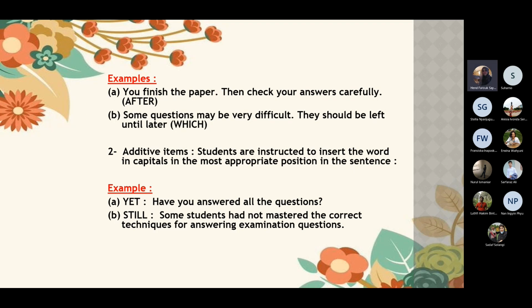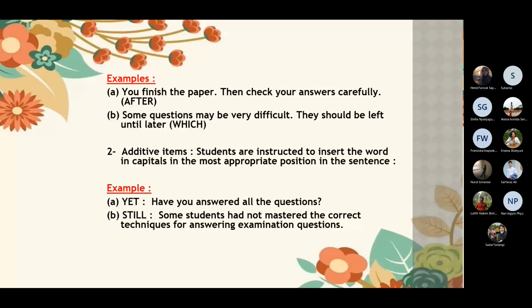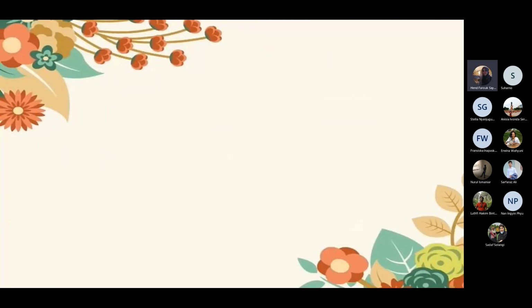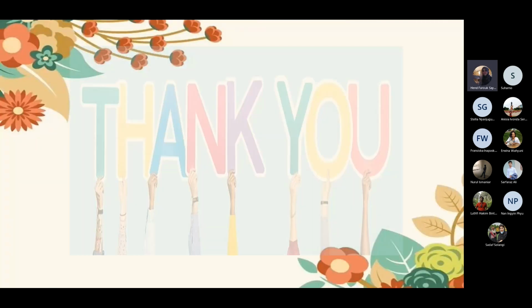yet? Number B, still: some students hadn't mastered the correct techniques for answering examination questions. So some students still hadn't mastered the correct techniques for answering examination questions. That was it, and I hope it was very clear. Thank you so much.